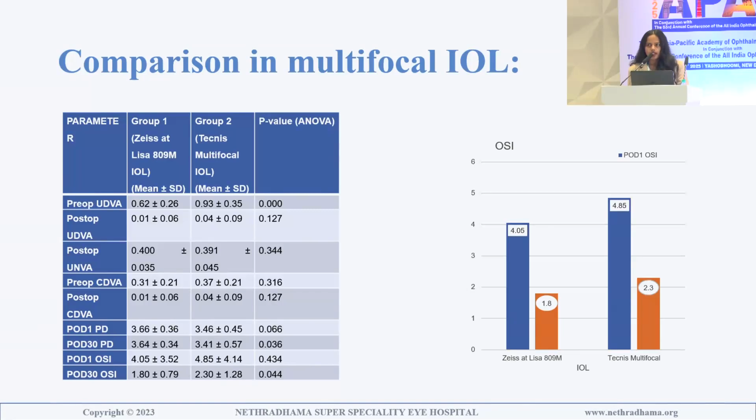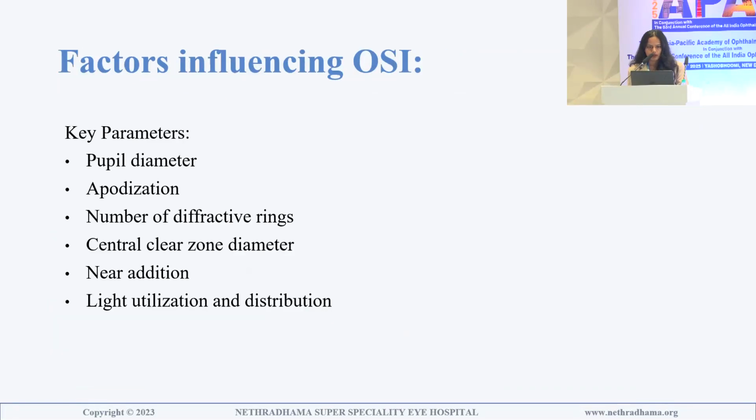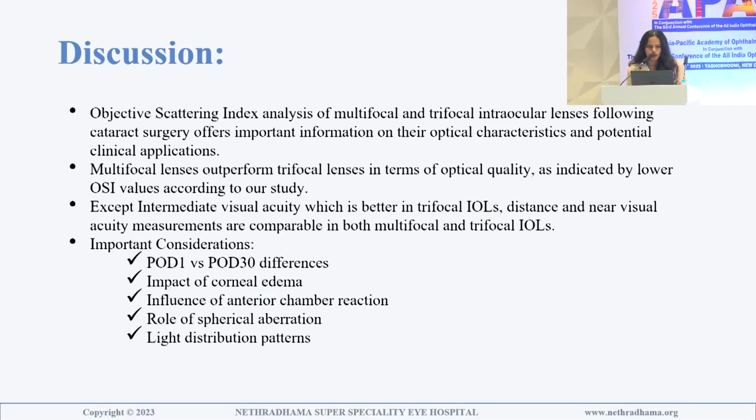But when we compared the individual IOLs in each group, we found that the Zeiss multifocal IOL had lesser OSI as compared to the Technis multifocal IOL in the multifocal group. In the trifocal group, the Zeiss AT LISA trifocal IOL had lesser OSI as compared to other IOLs. The key parameters which influence the OSI are the pupil diameter, apodization, number of diffractive rings, central clear zone diameter, near addition, light utilization, and distribution.